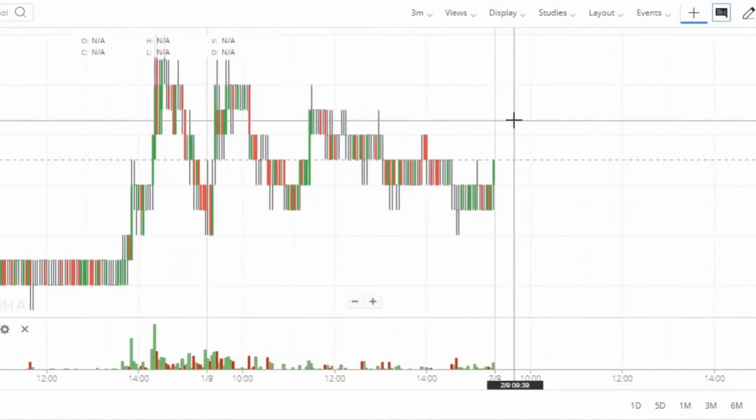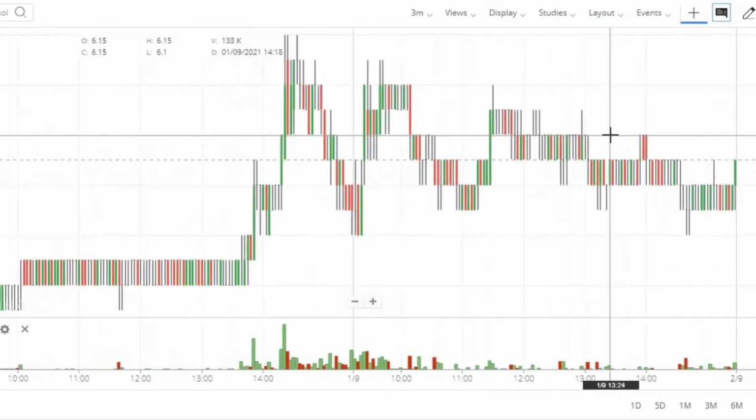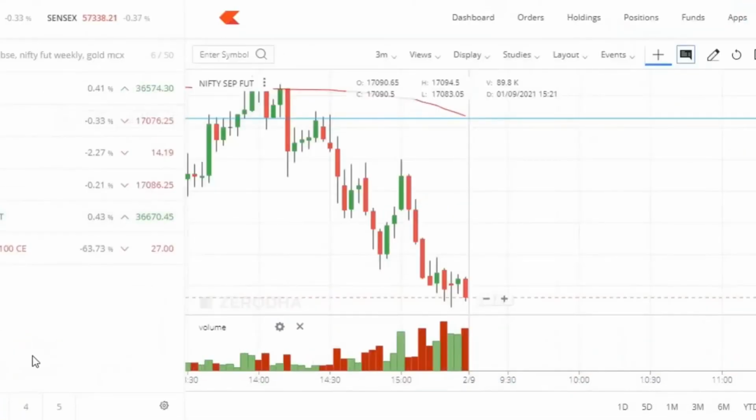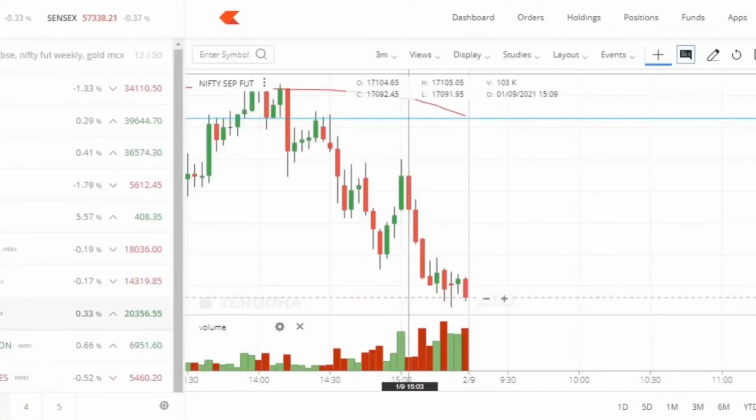What is this? Oh, there's no liquidity in Vodafone Idea. There's no point looking at this chart. Okay, no worries. But let me tell you the concept.